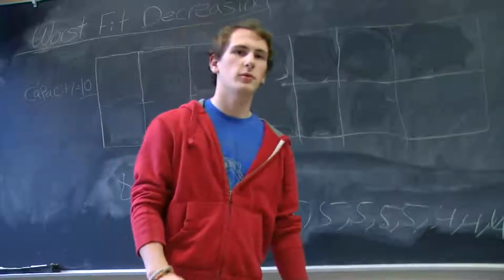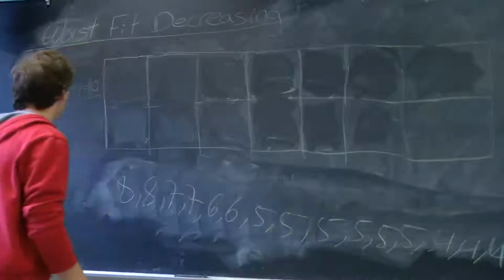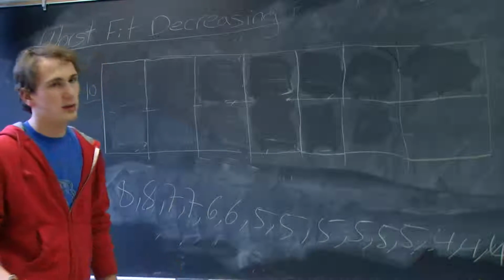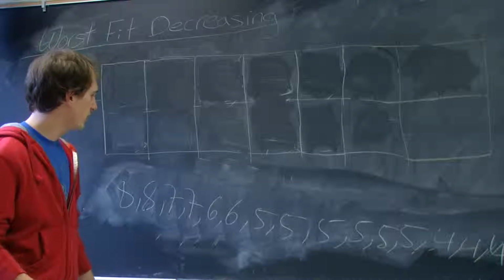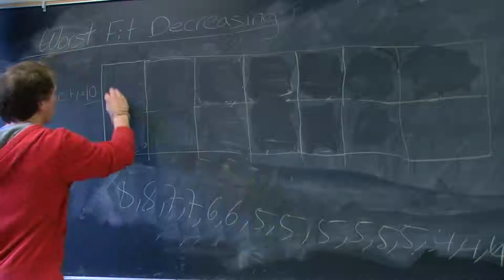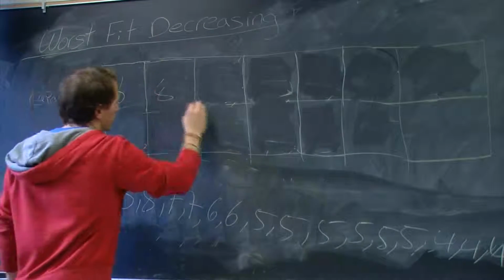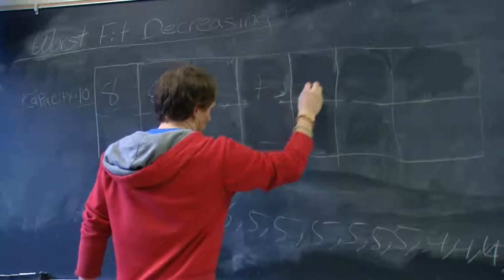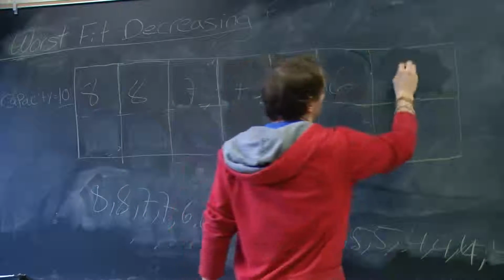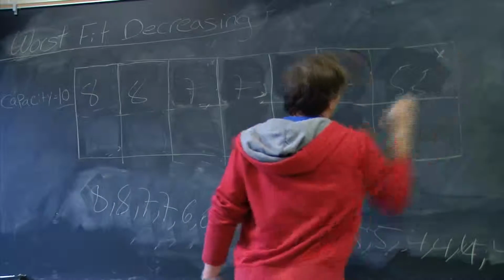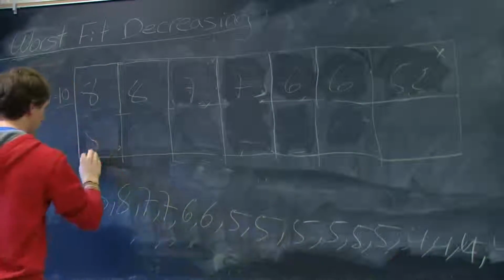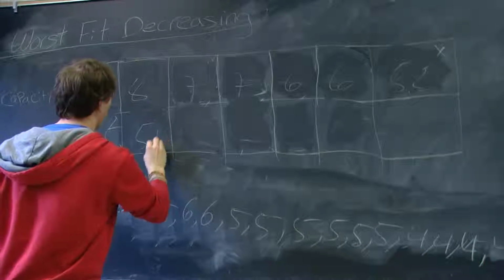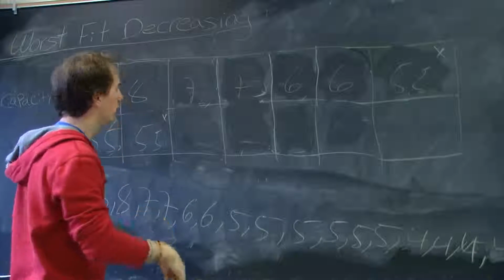Alright, our next one's going to be worst fit decreasing. For worst fit decreasing, it's the same as the worst fit method, but you have your data organized again, and then you just fill it in. So the 8s go in, 7, 6, 5, and 5. That leaves that box full. 5, 5, 5, 5. That's all full.